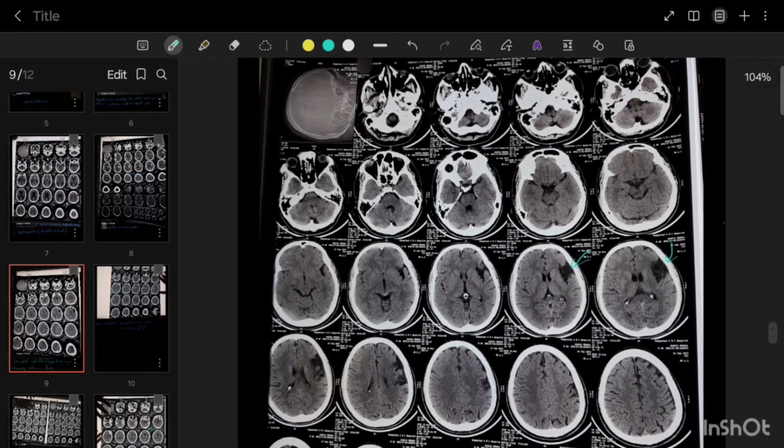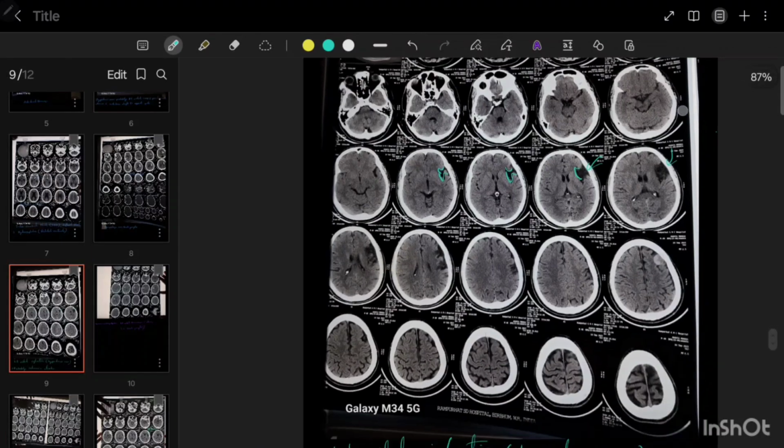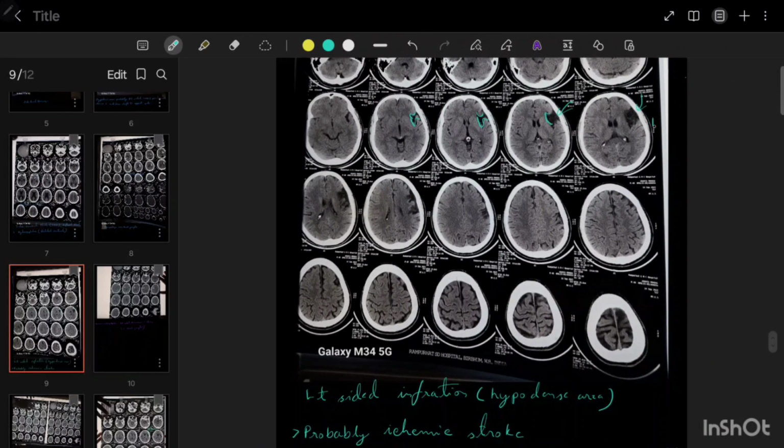Now see in this CT, here a hypodense area, meaning here is ischemia. It is on the left side, so a left-sided infarction. A hypodense area means ischemia, due to which infarction develops. So here it is infarction. So left-sided infarction means a hypodense area, probably due to ischemic stroke.